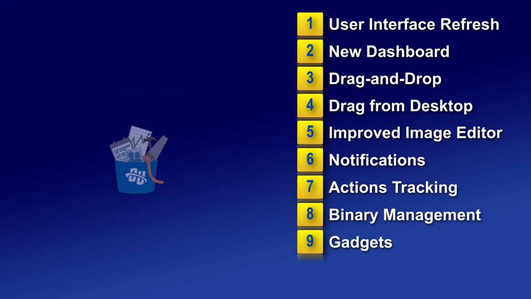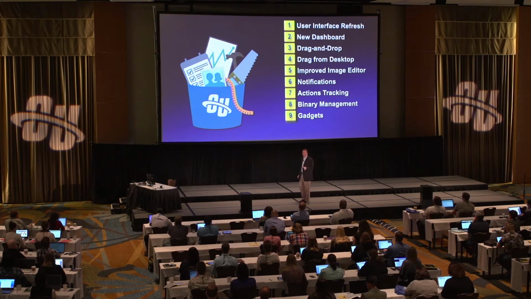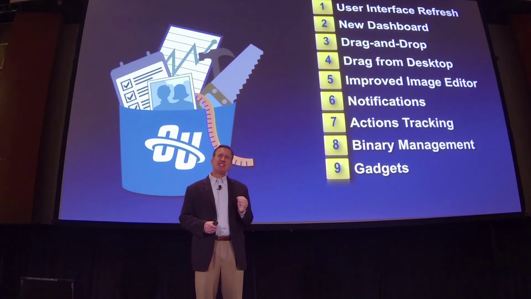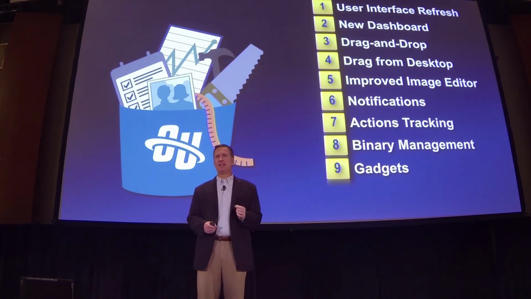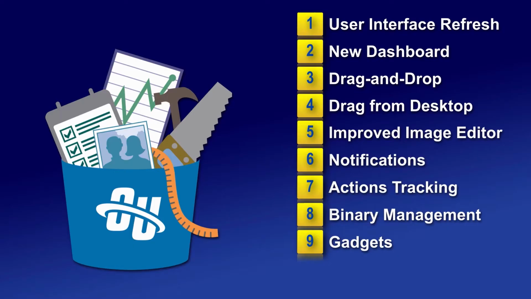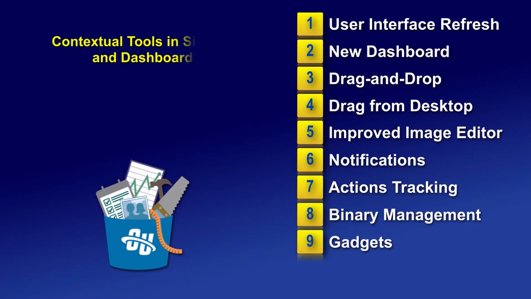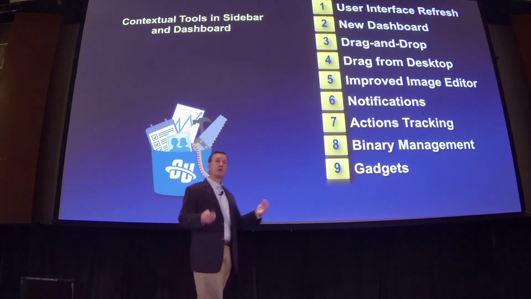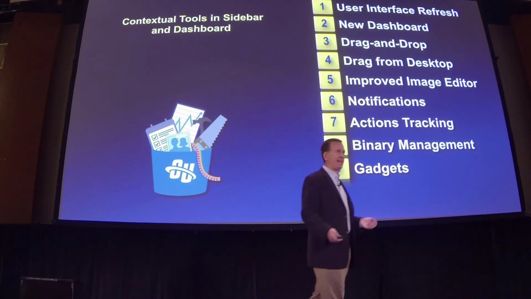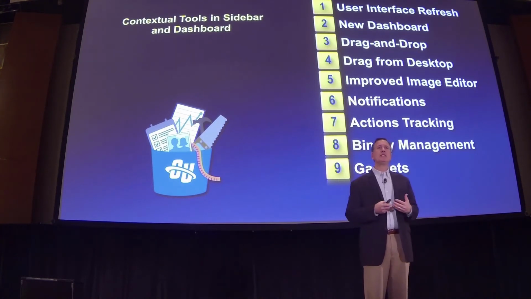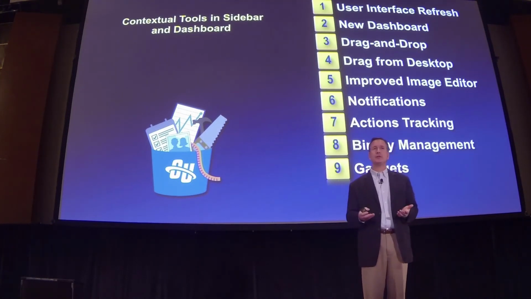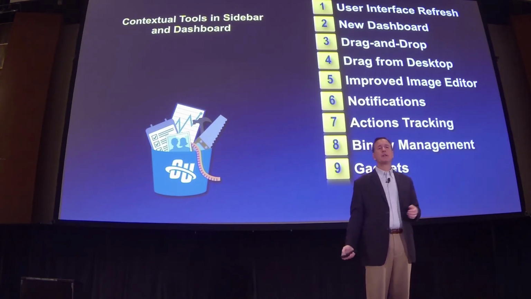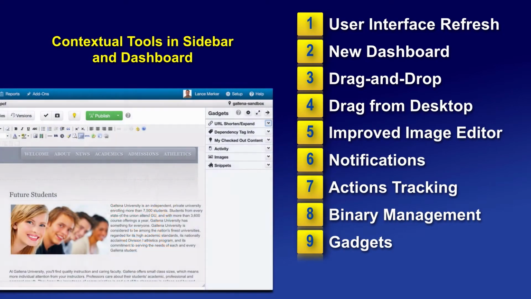Number 9 is gadgets. Now, gadgets are something you're going to hear a lot about at the conference, and we've got some workshops on these, and I know a lot of you are signed up for these. Gadgets are probably the coolest thing that we've ever added to the product. Gadgets give you contextual tools in the sidebar and the dashboard. So you can add these tools, some of which we will create and some of which you will create, such that they work in context with whatever it is the user is doing at the time, and they're really, really cool. So they look something like this in the sidebar.